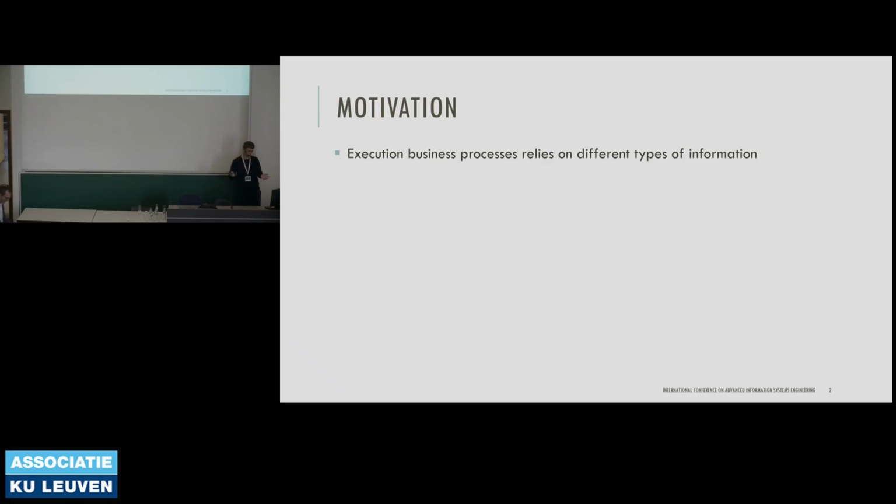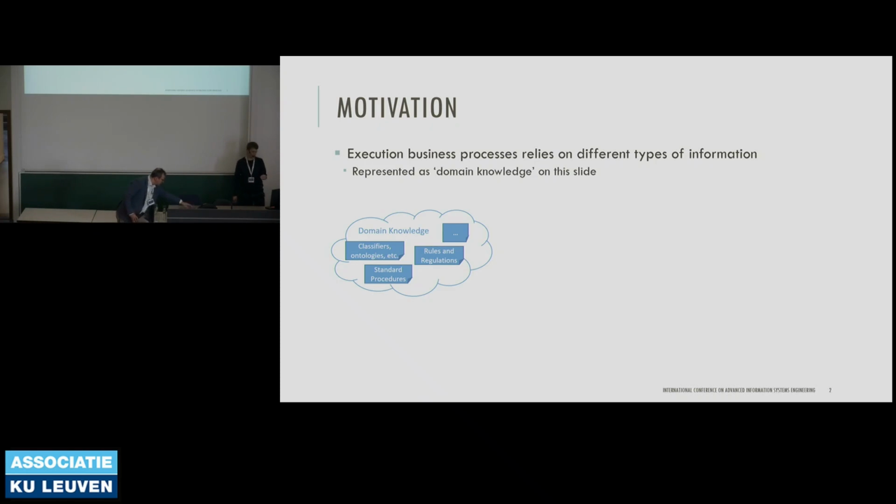And in a broad sense, a very broad statement that we can make is that execution of business processes relies on different types of information. Here, we are going to represent it as domain knowledge. This includes stuff like classifiers, ontologies, standard procedures, rules and regulations, and so on.